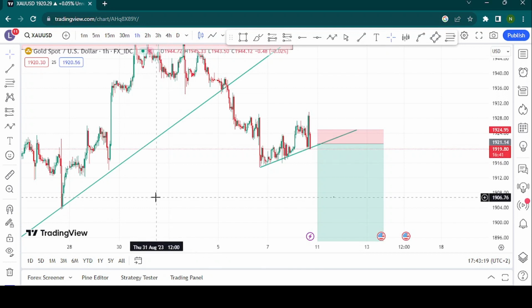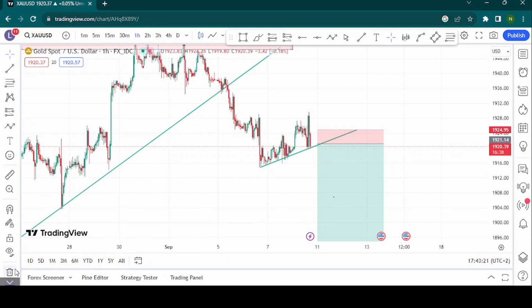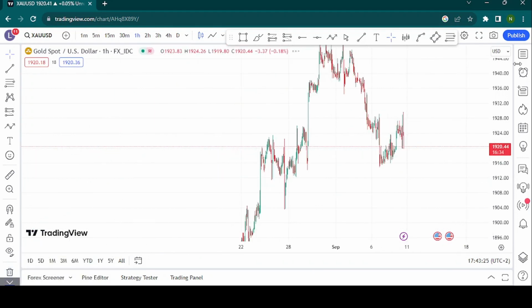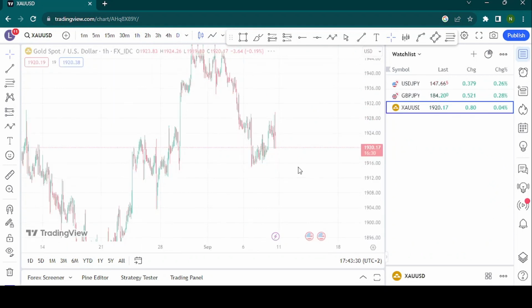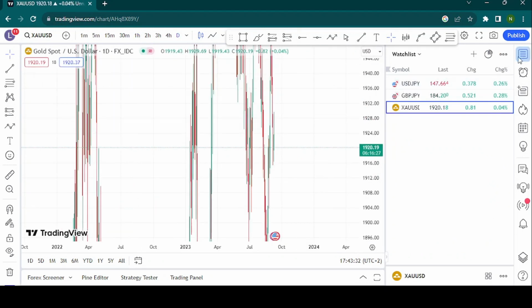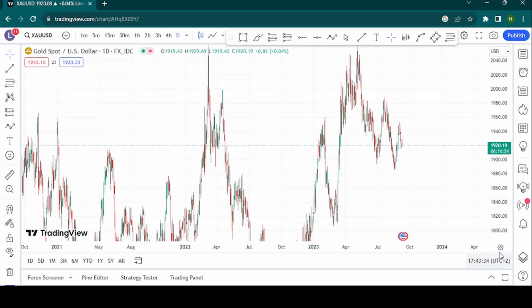Okay guys, let's analyze gold. Let me clear up everything here. Let's start on a higher time frame, the daily time frame, right? And then this is how it goes.